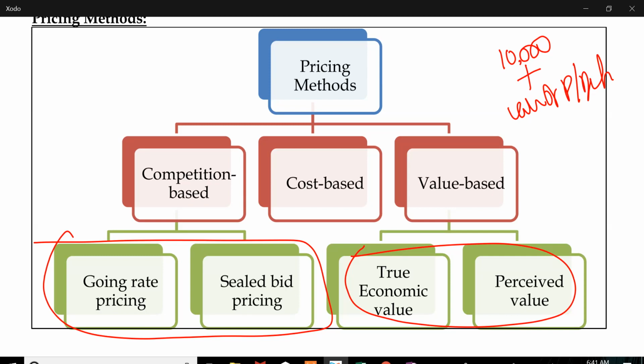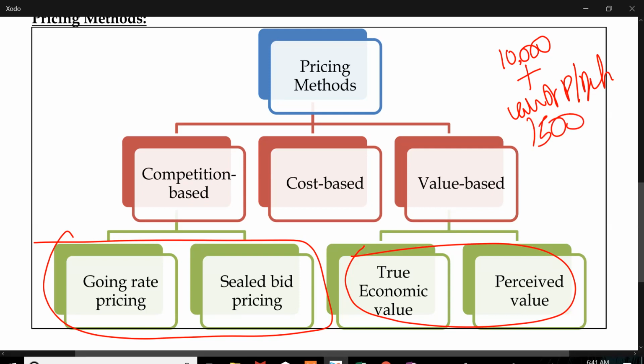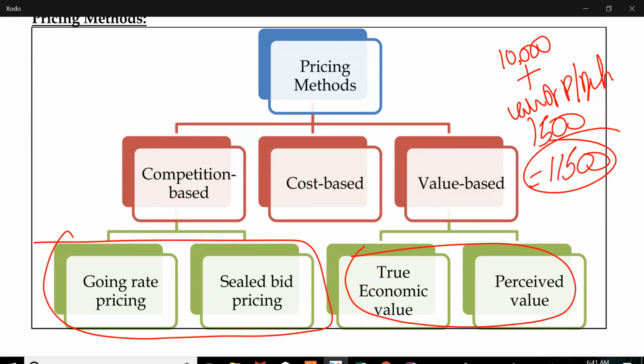The performance differential can be favorable, it can be adverse also. It can be a favorable scenario or it can be an adverse scenario. Adverse is when the other competitor is providing extra services and we are not. So you add that 10,000 plus 1,500, 11,500 is the true economic value. For true economic value you need to know the price of the competition product.